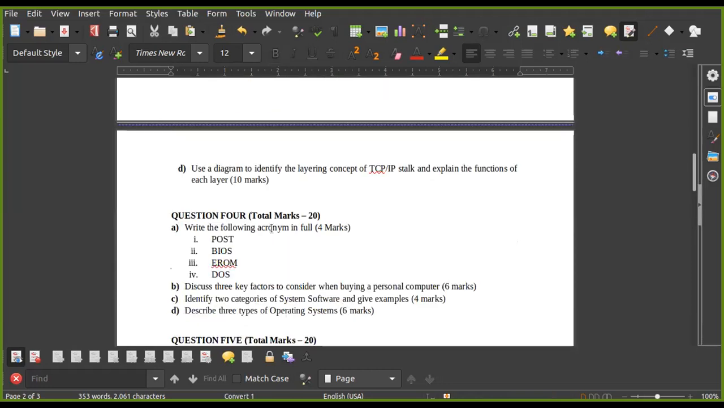Write the following acronym: input output system, erasable read-only memory, disk operating system or software.